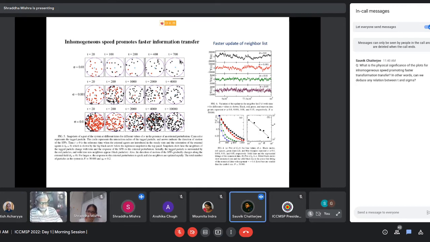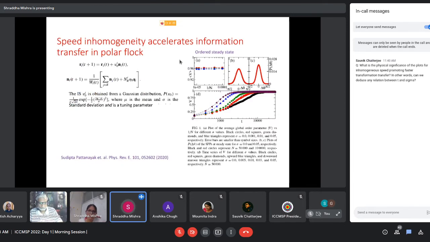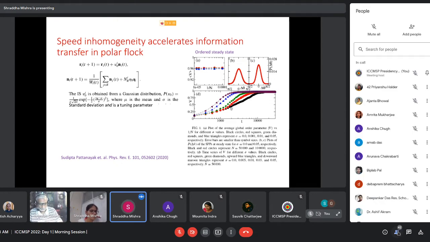Actually, one can measure this time. This is a better one: we can just look at the time it takes to reach steady state as a function of sigma, and this will be a direct measure of that.